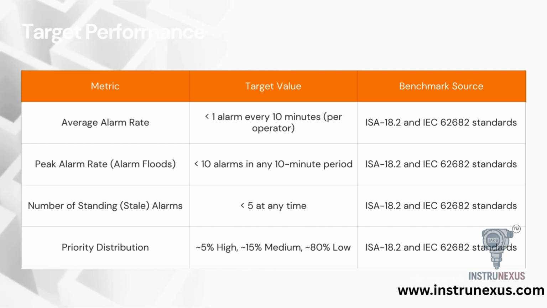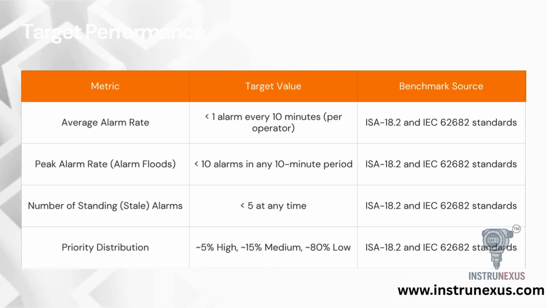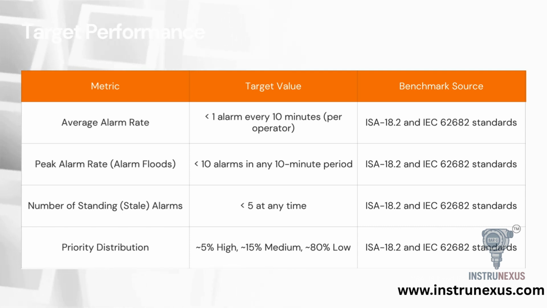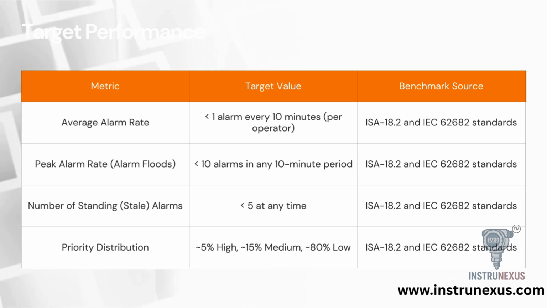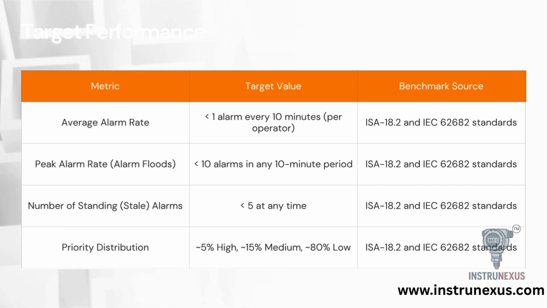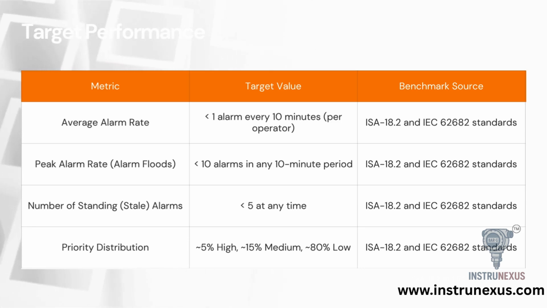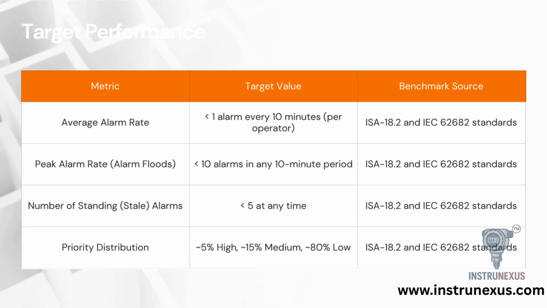You also want to keep your standing or stale alarms, those active for more than 24 hours, to fewer than 5 at any time to prevent clutter. Finally, check your priority distribution. Not everything can be an emergency. A healthy system should be roughly 5% high, 15% medium, and 80% low priority. Meeting these targets is the key to a safer, more efficient control room.